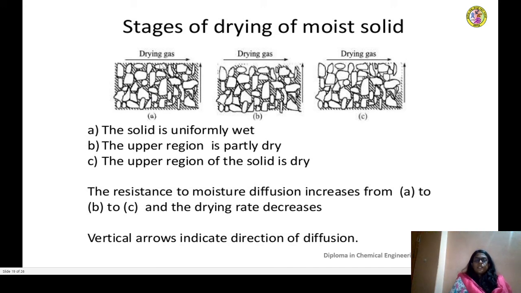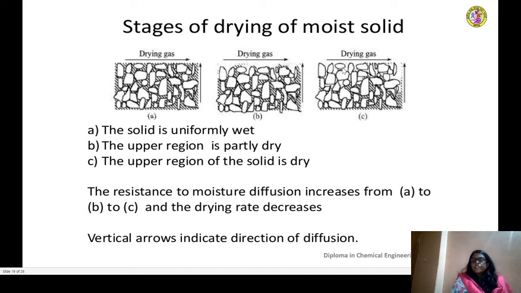So these are the grains of the solid which is to be dried. Now there is presence of moisture in all the sections of the solid. After the gas has contacted the drying solid for a certain period of time, you can see that most of the moisture present on the surface of the solid that is exposed to the drying medium has evaporated. So this part of the material has become dry.